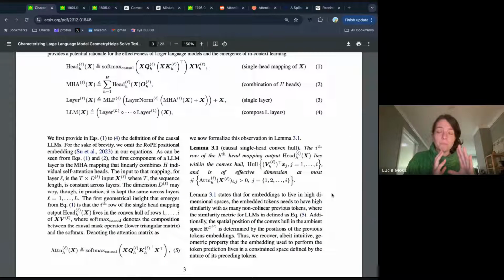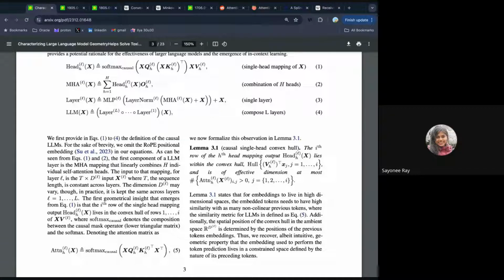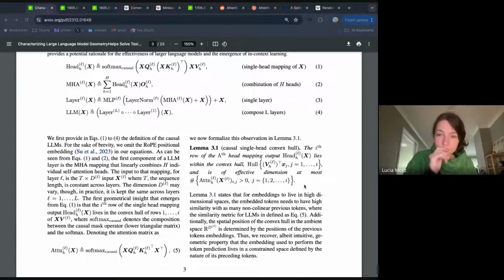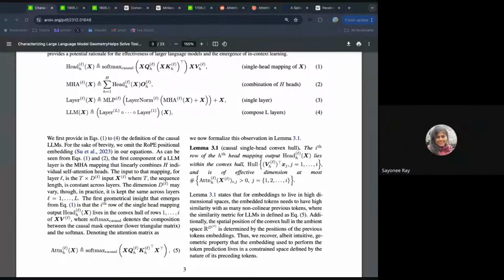Now, yes, there is a question. Yeah, hi, Lucia. So I was wondering, is there anything deeper into the number 3 that you said? Like there are 3 words or 3 embeddings that are within the convex hull, like why 3?